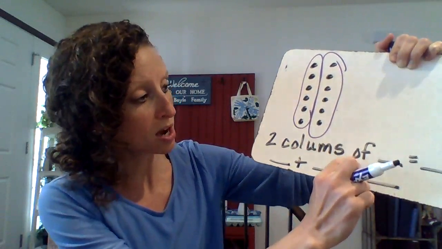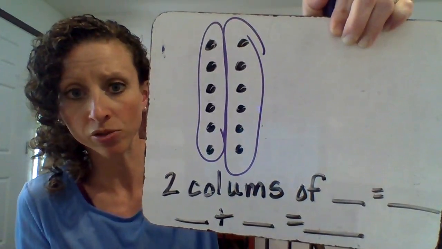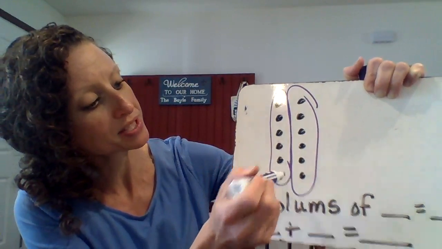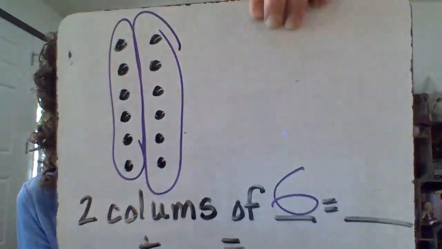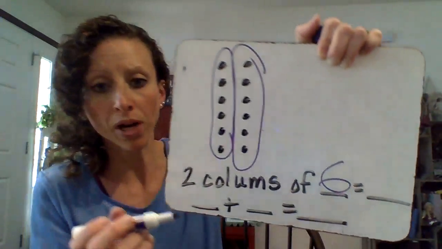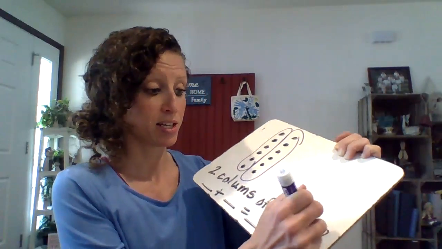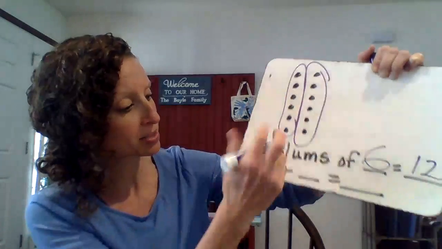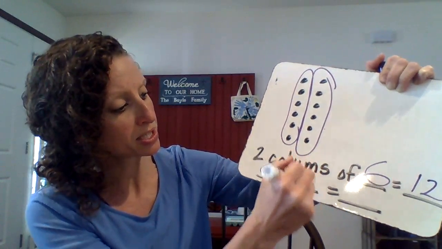2 columns of, how many are in each of those columns? 1, 2, 3, 4, 5, 6. 2 columns of 6. Well, what's 6 plus 6? You're right, 12. There we go. Then I come over here and I simply put 6 plus 6 equals 12. And that's today's lesson. So let's hop on into it.